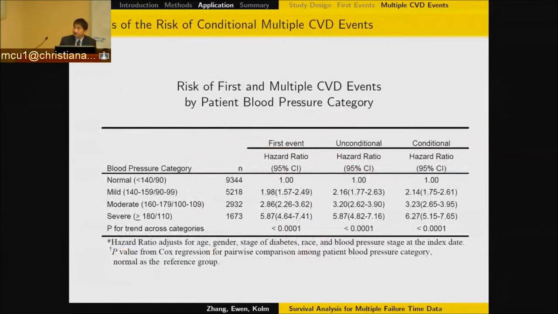Okay, so this is the risk of first and multiple events by baseline blood pressure. I'm sorry, could you go back? I was going to look at the hazard ratio. Yeah, so we can see this. It's funny, the conditional is higher than the unconditional, at least in severe blood pressure. This is compared to normal. Right. But when you look at severe, the hazard ratio is 6.27 compared to unconditional, where it's 5.87. Yeah, it looks different. That's peculiar. And it doesn't match the curve. Right. That's correct.